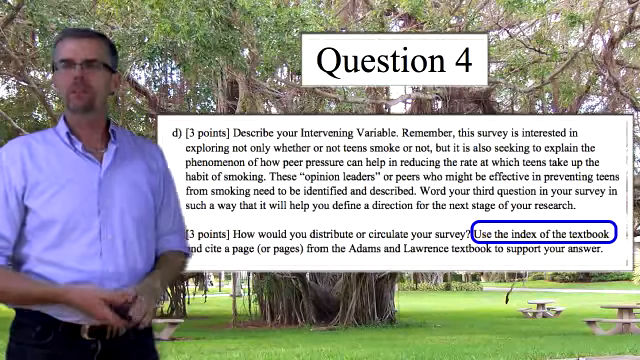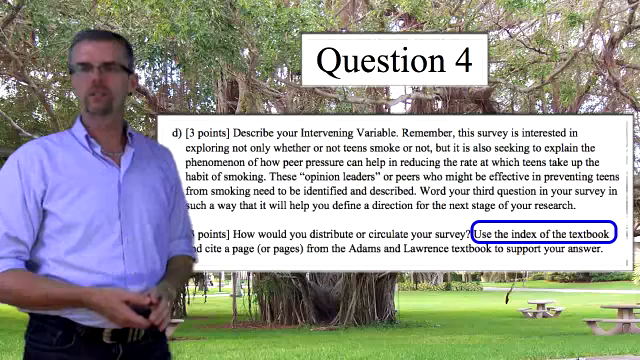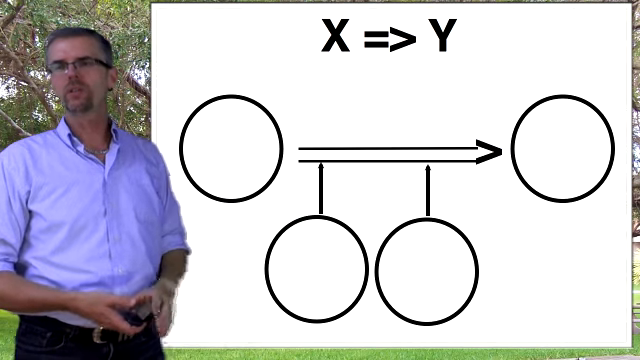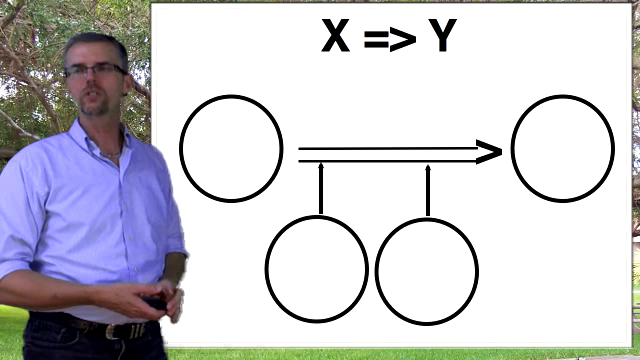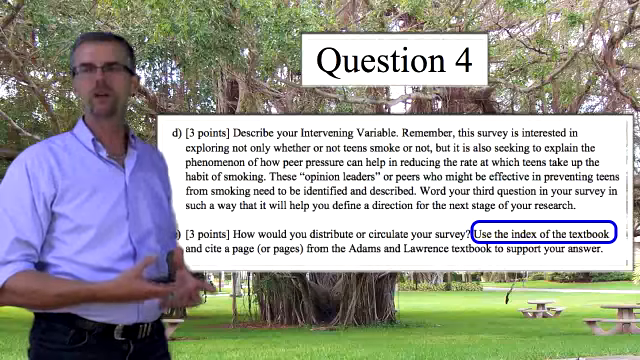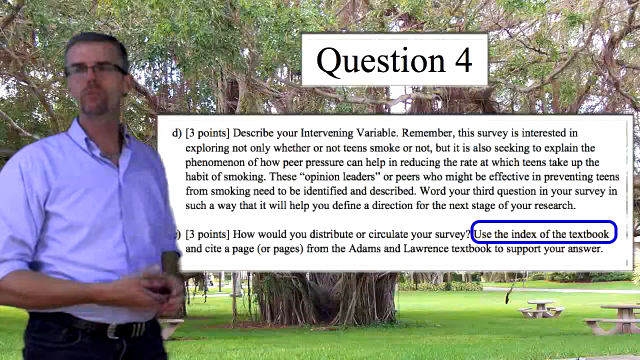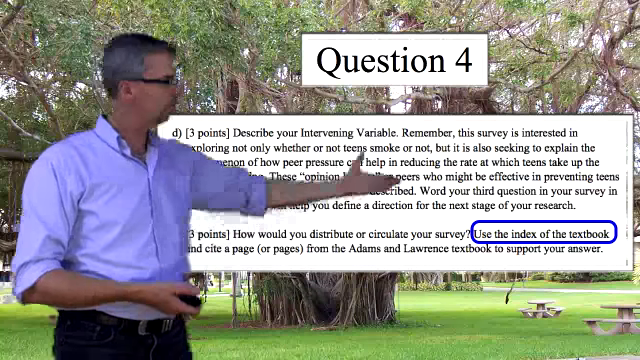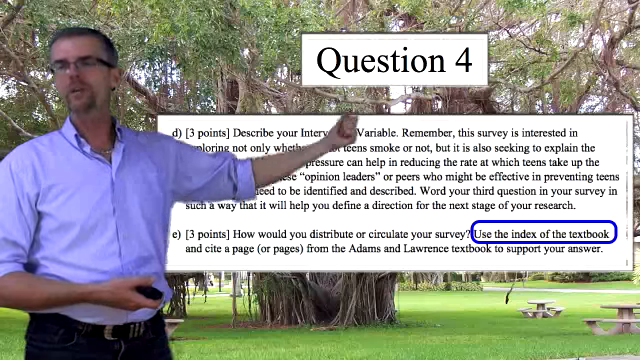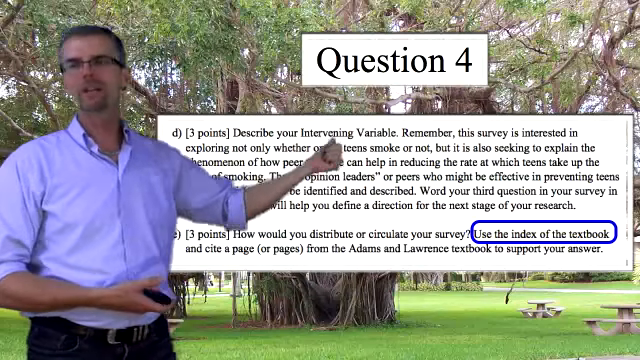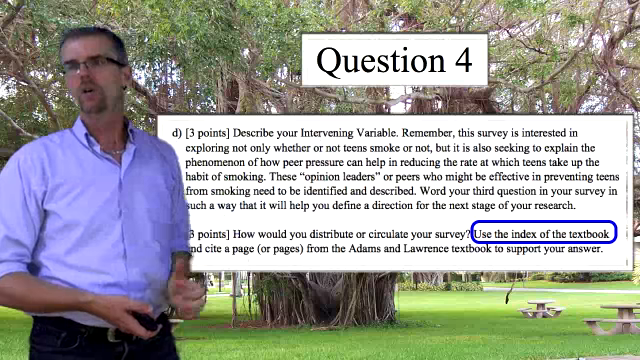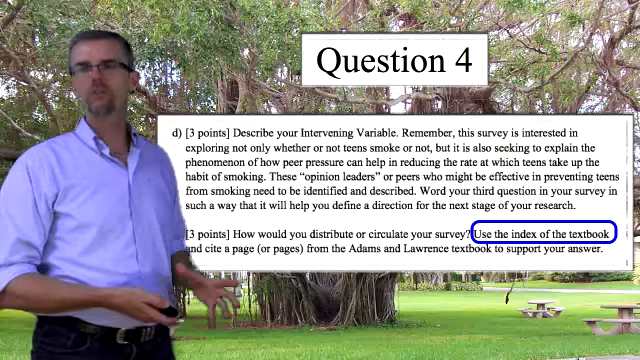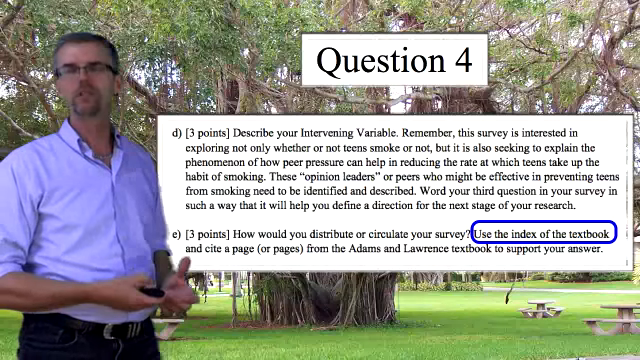Okay? Part number D, describe your intervening variable. Okay, we've got the 2 intervening variables down here at the bottom. And remember, this survey is interested in exploring not only whether or not teens smoke or not, but it's also seeking to explain the phenomenon of how peer pressure can help in reducing the rate at which teens take up the habit of smoking. These opinion leaders or peers who might be effective in preventing teens from smoking need to be identified and described. Word your third question in your survey in such a way that it will help you define a direction for the next stage of your research.